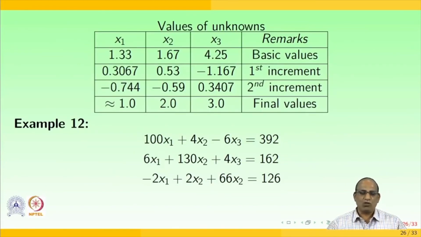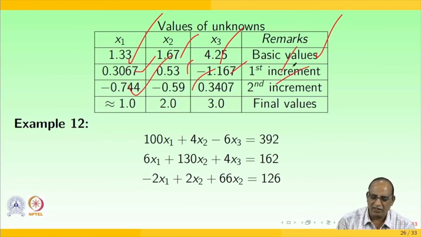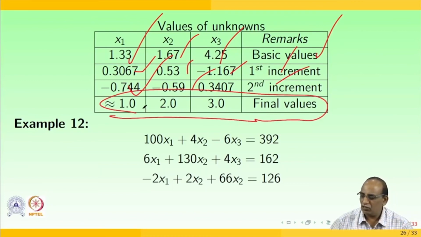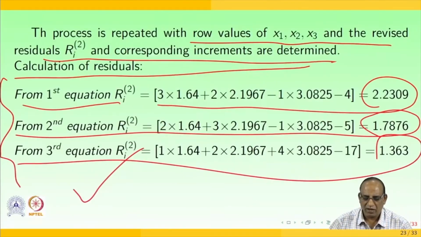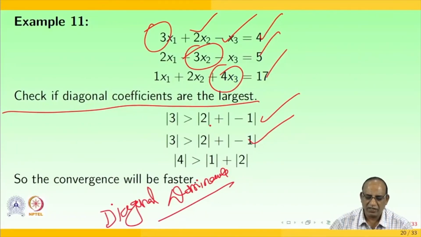Similarly, essentially we wanted to find out the unknowns, that is x1. In the first iteration, it is very trivial, basic values, what is being given. In the second iteration, there is an improvement over here, first increment, and if you do the second increment, this is the value, third increment, these are the final values. So if you look at 1, 2, 3, from the set of equations, look at here.